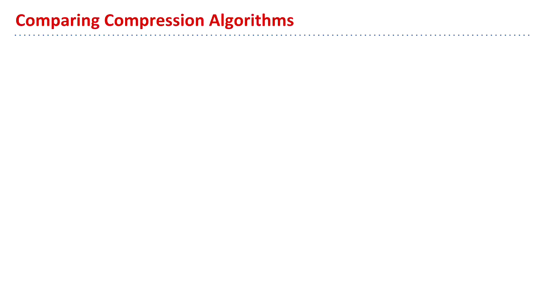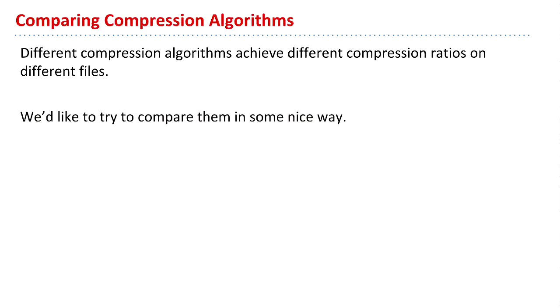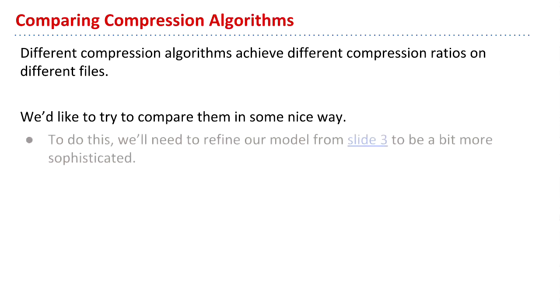Good. All right. So let's compare some compression algorithms and get a sense of how things behave. Different compression algorithms, Huffman, LZW, run length encoding, get different compression ratios on different files. So we'd like to be able to compare them in some way to say this one's just better than that one in some circumstance. Okay.